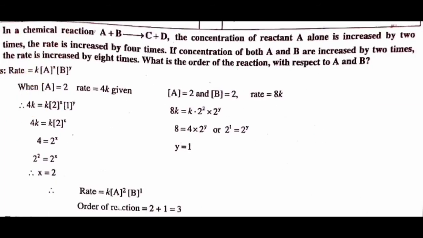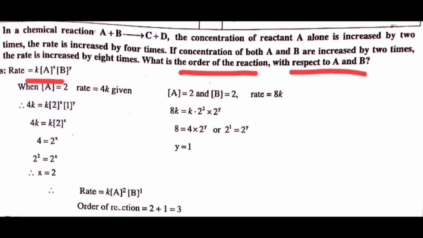We have one numerical. In a chemical reaction, A plus B gives rise to C plus D. The concentration of reactant A alone is increased by 2 times, and the rate is increased by 4 times. Then second part of the question: if the concentration of both A and B are increased by 2 times, the rate is increased by 8 times. Then what is the order of the reaction with respect to A and B?